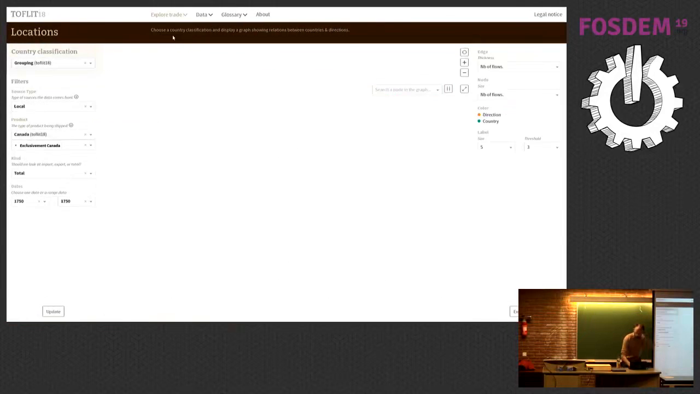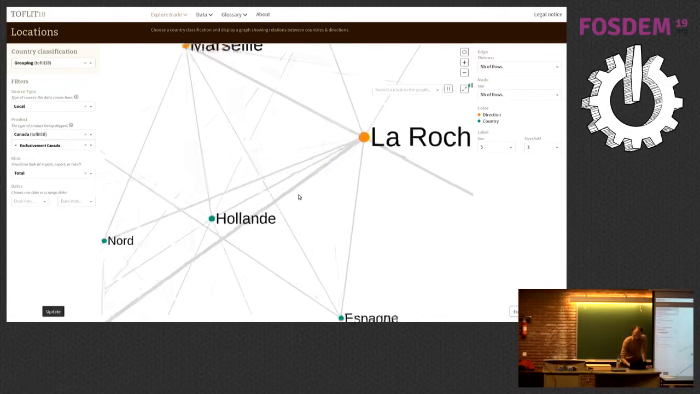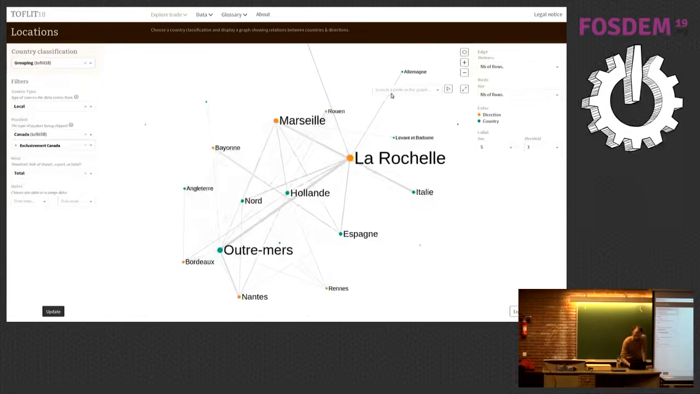So the location networks. Remove this filtering time. So here I'm looking at grouping classification because country names are also classified. I just put that on the carpet. I only want local sources. I want only trading goods with Canada, and I want total value, import plus exports. And this is the network we have. Of course, it's a sigma, so you can, voila, we can do that. We can do that also.